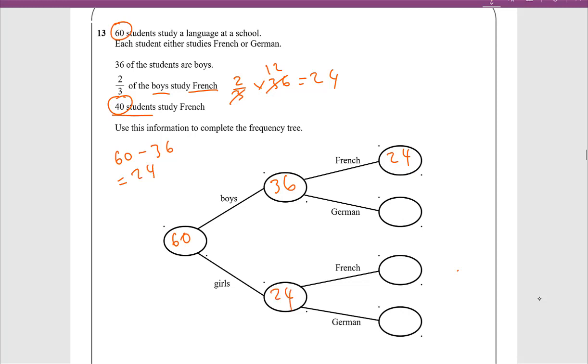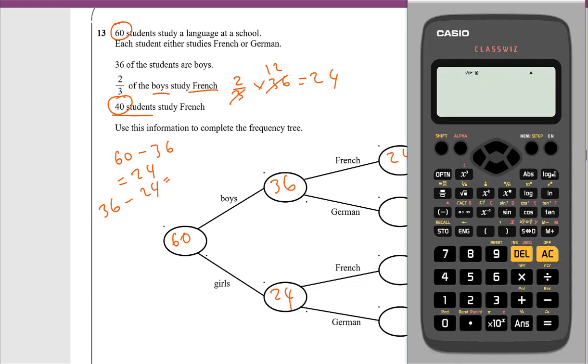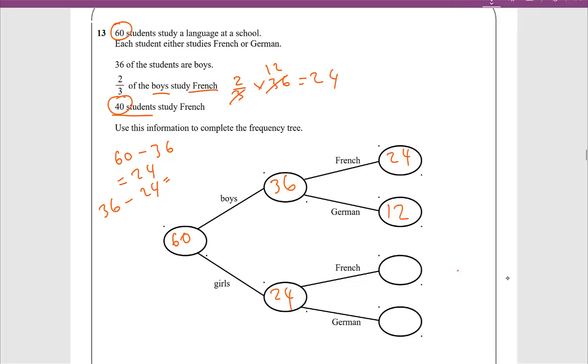And then we have, out of the 36 boys, 24 study French. That means 36 take away 24. I'm using a calculator for everything because I just want to make sure that everything's right. 36 minus 24 is 12. So 12 boys study German.